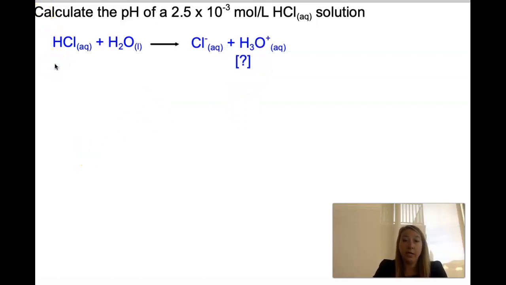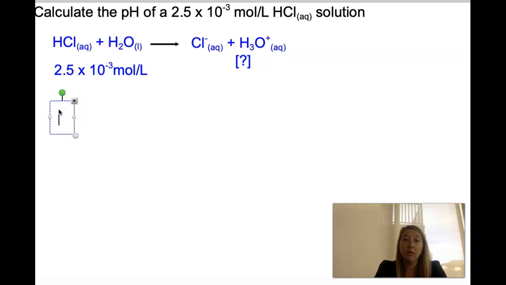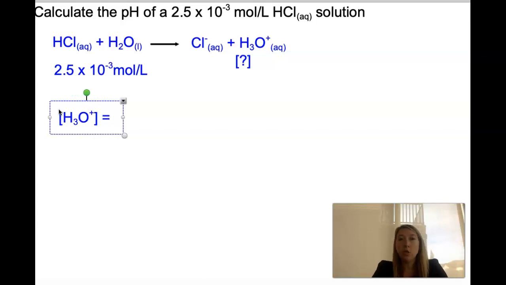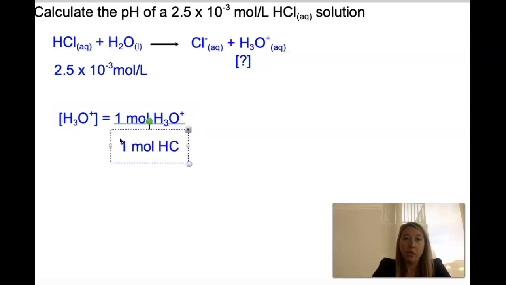So to do that, right now we were given the concentration of our HCl. So we're just going to do a quick little unit analysis to be able to calculate the concentration of hydronium. So unit-wise, find moles of H3O+ per liter. So we can start with our ratio: 1 mole of hydronium over 1 mole of HCl.